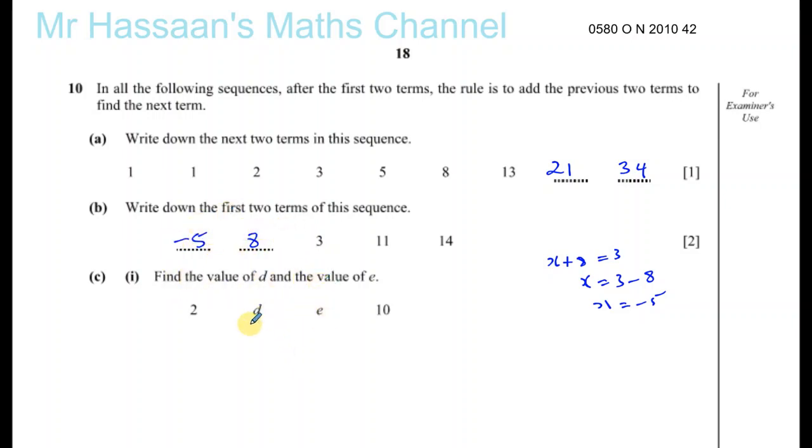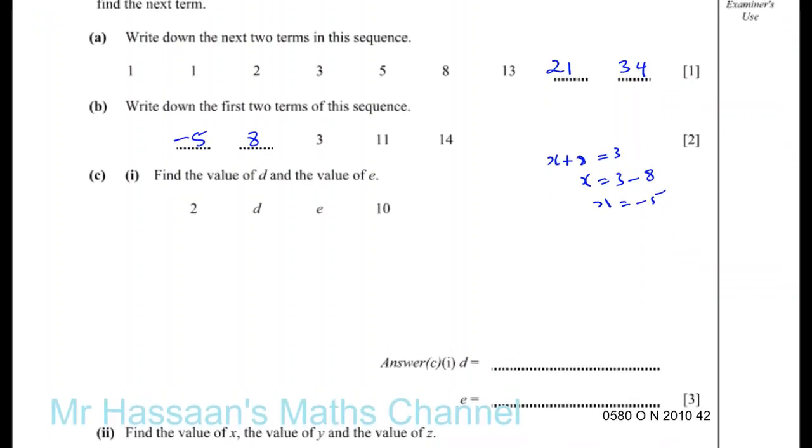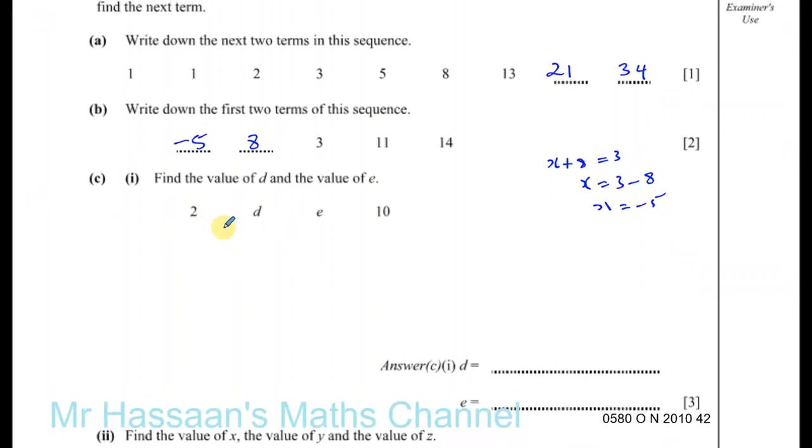Then it says find the values of d and e. So they're slowly getting slightly more involved. Here we can see that if I add 2 plus d, I get e. So 2 plus d will give me e. And I can also say that d plus e is going to give me 10. So we've basically formed a pair of simultaneous equations.